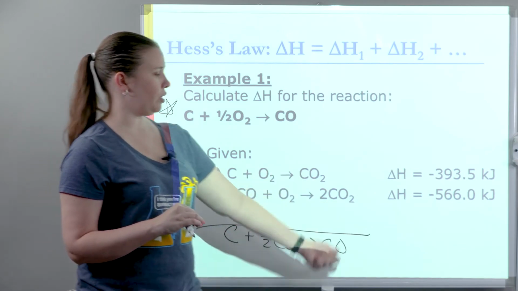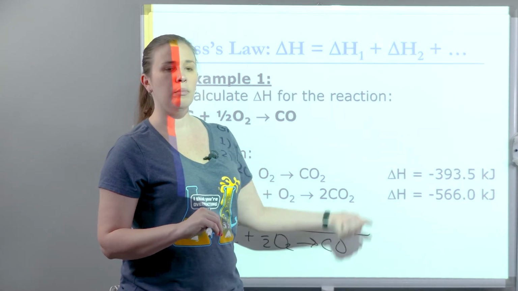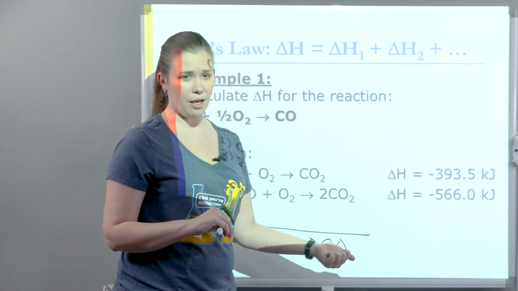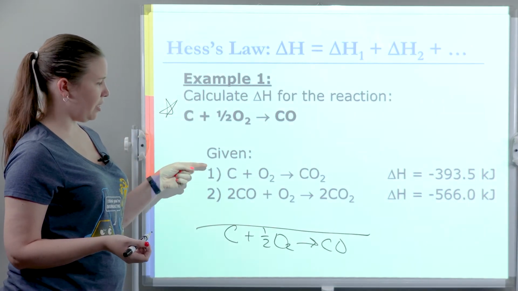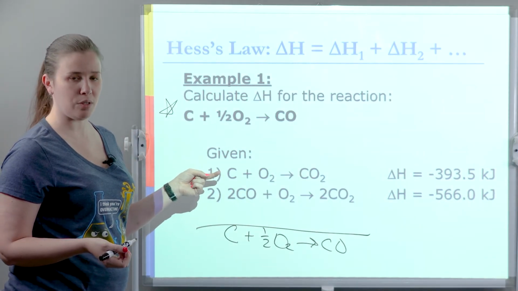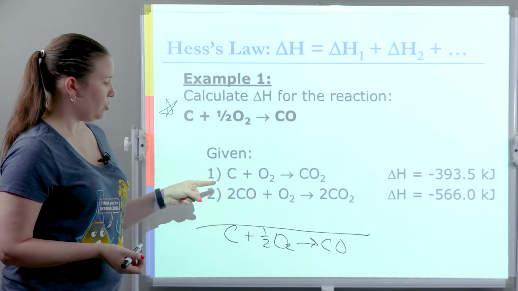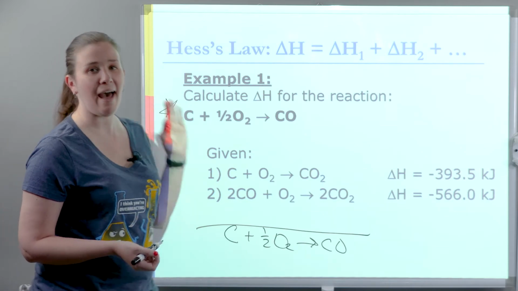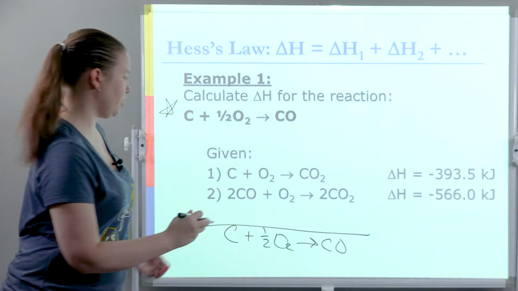But I run into a problem when I check my product. I'm supposed to get carbon monoxide as a product, but all I have right now is carbon dioxide as product. So where do I have carbon monoxide? It's not even present in equation 1, so that can't help us, but it is present in equation 2. So that tells me that equation 2 is going to have to be flipped, because it's the only way to get carbon monoxide on the product side.